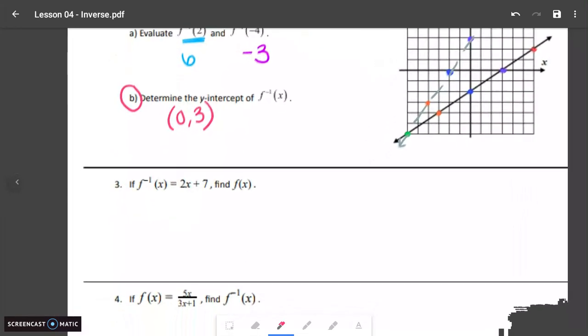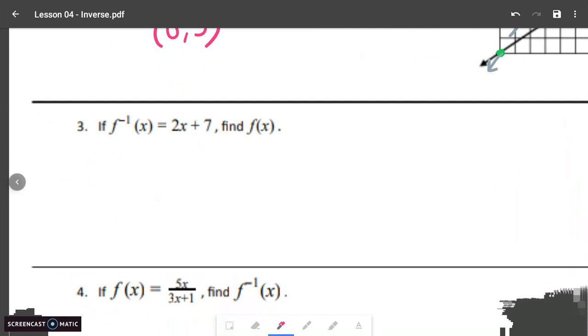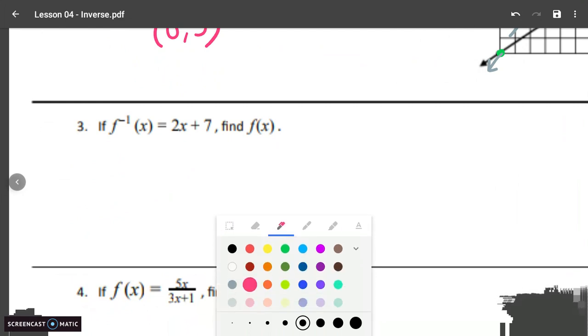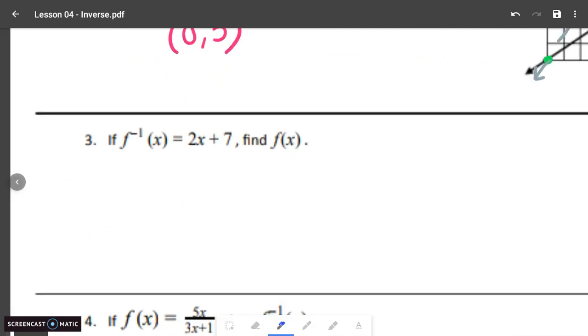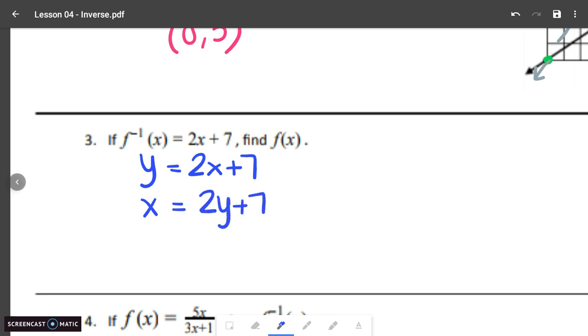Now let's look at it actually as if we have a function here. So we have the inverse of the function. We want to figure out what the original was in this case. But I'm going to rewrite this as y equals 2x plus 7 because we've talked about how function notation and equation are the same kind of thing. But remember, our big goal was to switch x and y, so that's exactly what I'm going to do. x equals 2y plus 7.